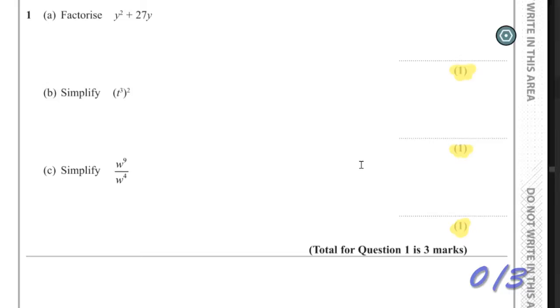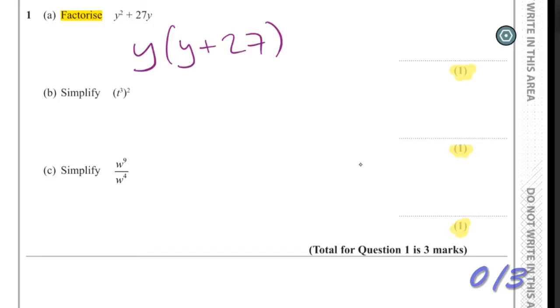For part A, we have to factorize. So we're going to write it as 2 things multiplied together. y squared plus 27y. So to do this we're going to find a common factor. We can find a y in the first term and the second term. So we're going to take out y. That gives us y in the first term and 27 in the second term. If we multiplied this out we would get y times y, y squared, and y times 27, plus 27y. So that's your answer: y(y + 27).